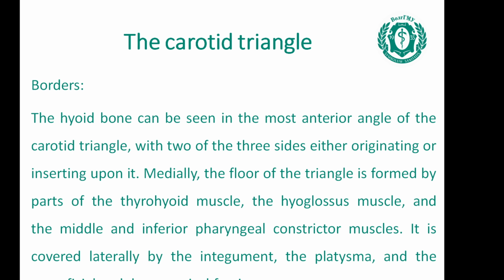The hyoid bone can be seen in the most anterior angle of the carotid triangle, with two of the three sides either originating or inserting upon it. Medially, the floor of the triangle is formed by parts of the thyroid muscle, the hyoglossus muscle, and the middle and inferior pharyngeal constrictor muscles. It is covered laterally by the integument, the platysma, and the superficial and deep cervical fascias.